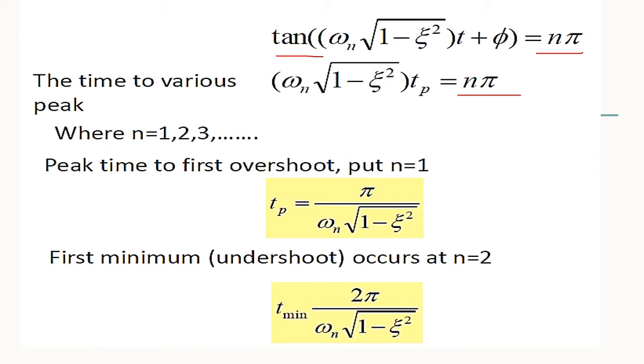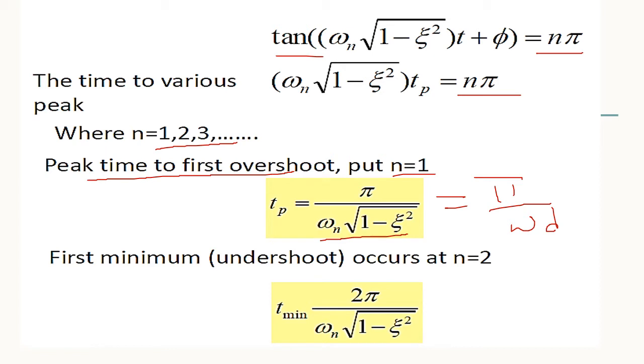When n is equal to 1, 2, 3, the peak time of the first overshoot we get when n is equal to 1. That is pi divided by omega n root of 1 minus zeta square, or I can write this as pi divided by omega d. So if I want second overshoot, I'll substitute n is equal to 2. Then we get it as 2 pi divided by omega d, and goes on.